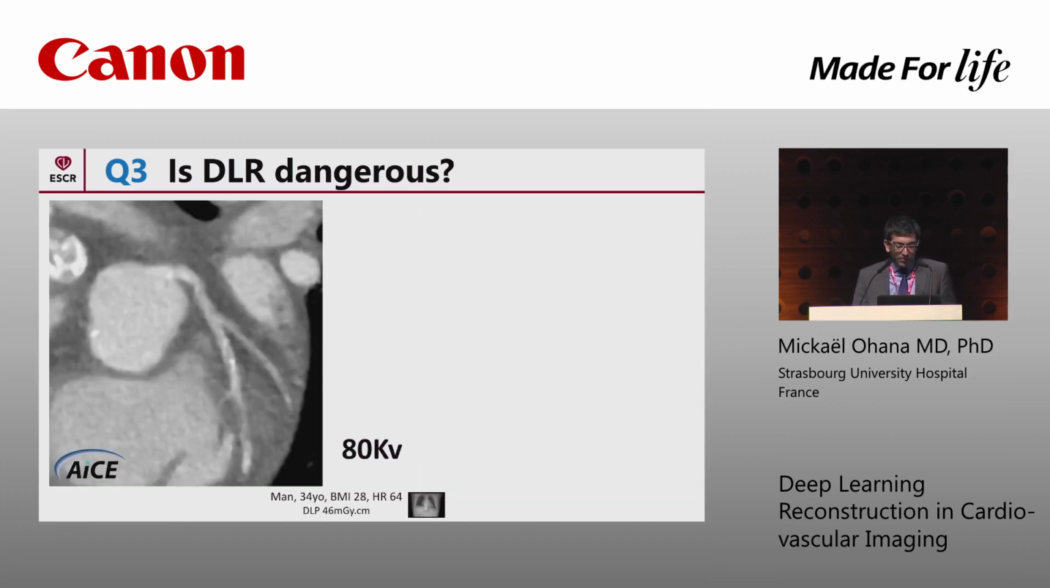So what could happen? This is an example that we encountered. A 34-year-old man, so not super fit but not obese, BMI 28. He was referred to us for atypical chest pain and positive family history. We were pretty sure that the examination would be normal, so we wanted to lower the dose as much as possible because he was young. And we said, okay, he's not super thin, but let's try and do an 80 kV coronary CTA.